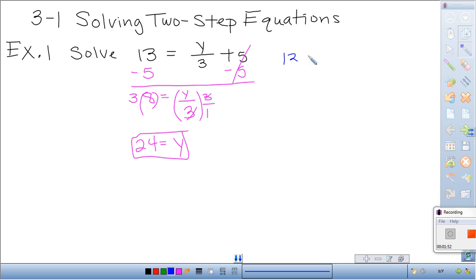Also note that you can check by plugging 24 in for y. So we have 13 equals 24 divided by 3 plus 5. And then when we're not solving for a variable, we follow PEMDAS. So I have 13 equals, we need to divide before we add. 24 divided by 3 is 8 plus 5. So 13 equals 8 plus 5, which is 13.